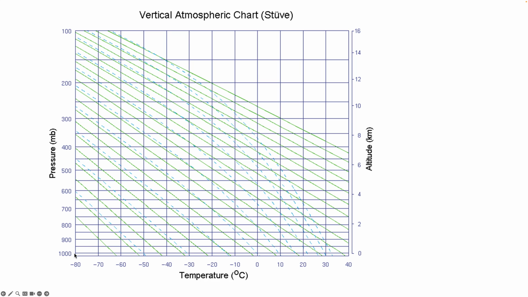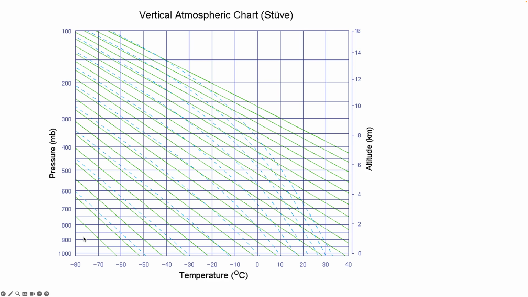Remember that with pressure, these are the horizontal blue lines. Pressure always decreases with height, and so each one of these horizontal blue lines as we go up our Stüve diagram from bottom to top indicates a pressure level that has a lower value than the ones beneath it. So we start at 1,000 millibars, and we eventually work our way down to 100 millibars at the top of the Stüve diagram.